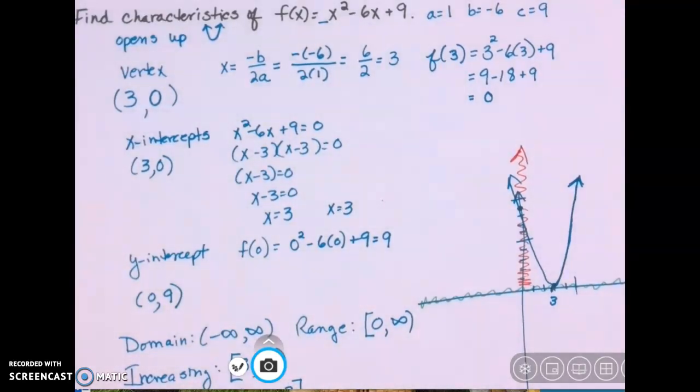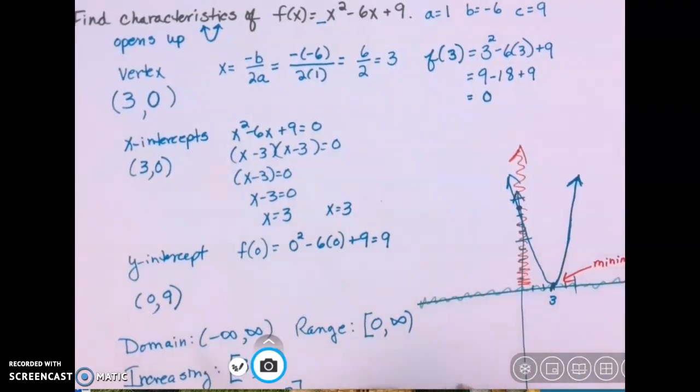So these are all the pieces of information that you can derive from just a function. Find if it opens up or down. One of the most critical points for a quadratic is the vertex, because remember that vertex tells you that if it opens this way, that is a minimum. If it opens down, then you have a maximum. So keep that in mind.